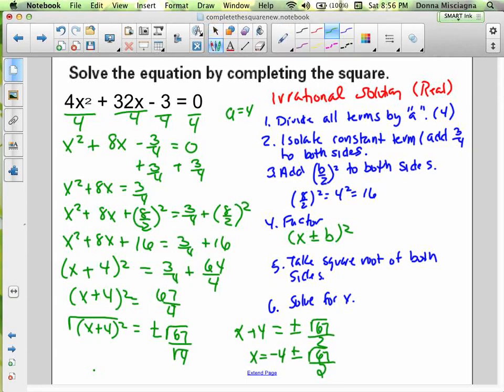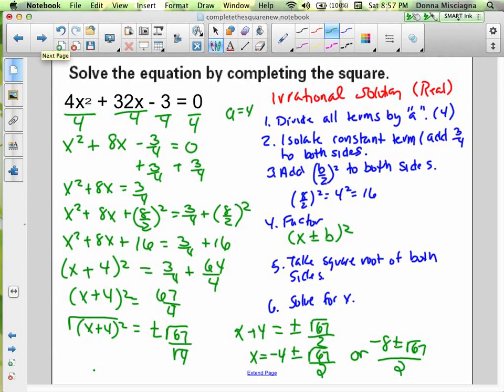Now I am perfectly fine with that answer, a perfectly good answer. However, sometimes you might be taking a multiple choice test, and they may rewrite that. They want it to be one fraction. Notice that that negative 4 does not have a denominator. So if we want it to have a denominator of 2, what are we going to have to do to the negative 4? Well, if we still want it to be equal to negative 4, we're going to have to multiply the negative 4 by 2 and make it negative 8. So notice negative 8 divided by 2 is still negative 4. So we could write this as negative 8 plus or minus the square root of 67, all divided by 2.